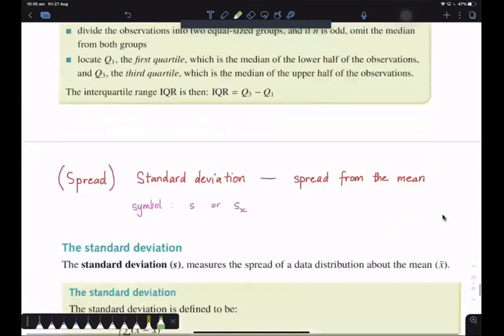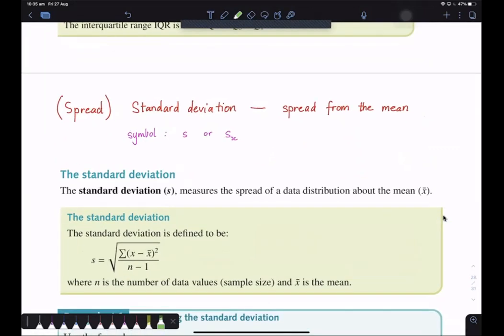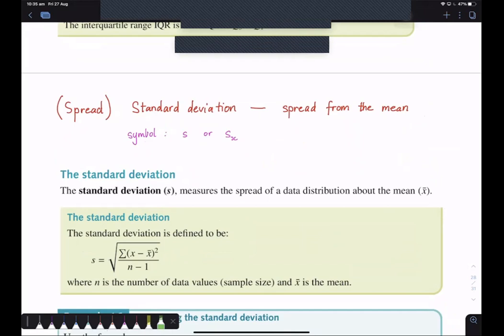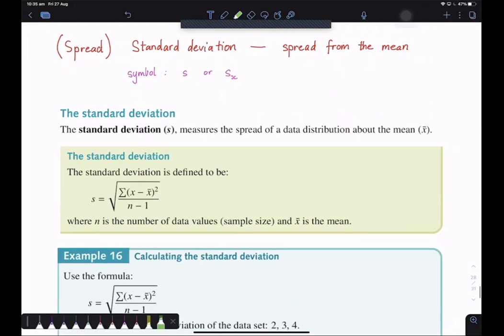So with the spread so far, we've covered two ideas. We've covered the range and the interquartile range. Okay, we've got one more idea of spread and then I'll show you how to do it all on the CAS. So if you want to do it on the CAS, we need to cover one more idea.